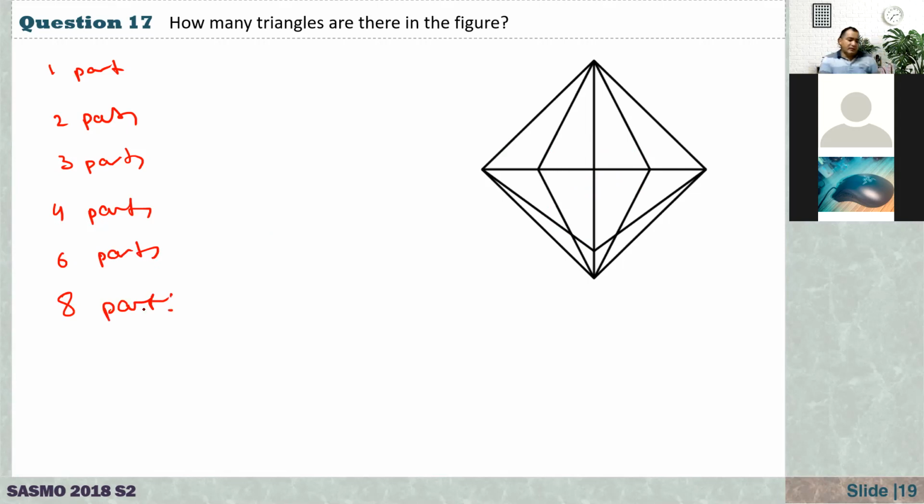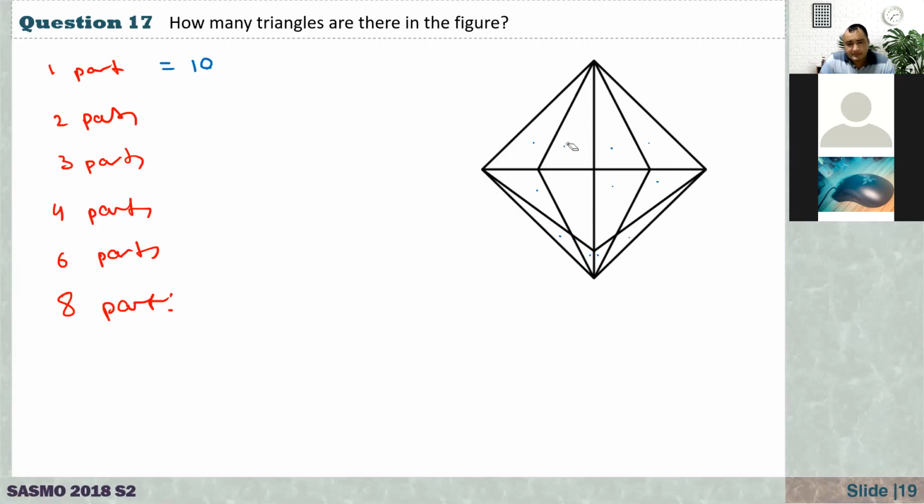Okay, and let's just count as many as we can. How many triangles do we have here that have only one part? I think that's easy, right? Here we have 1, 2, 3, 4, 5, 6, and 1, 2, 3, 4, 5, and this one is 6, this one is 7, 8, 9, 10. So it is 10. And how about 2 parts?